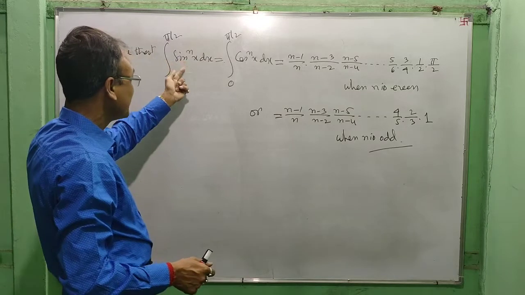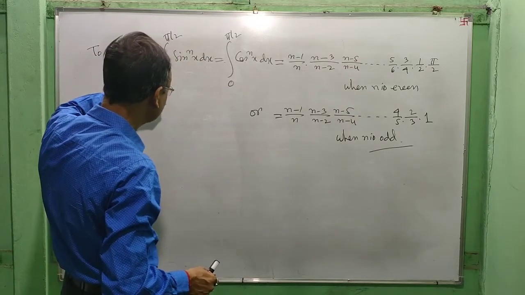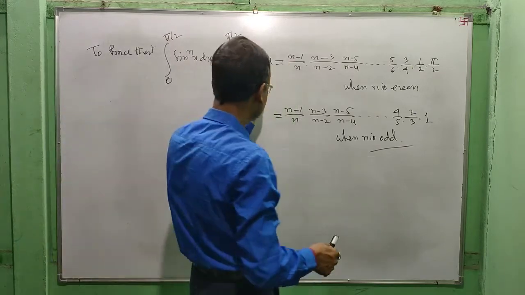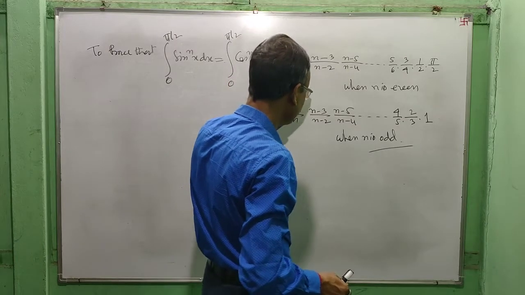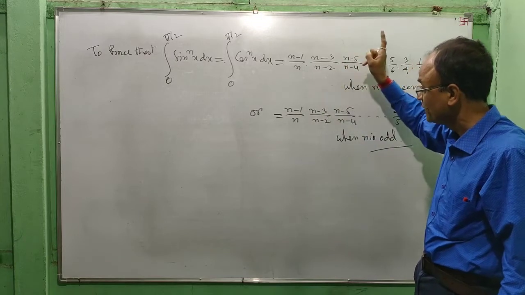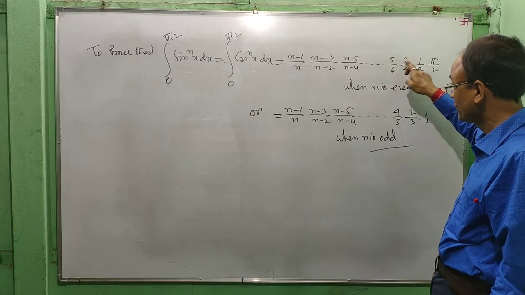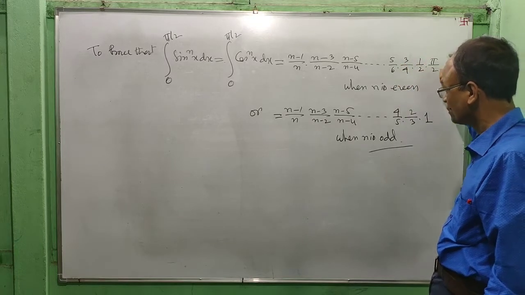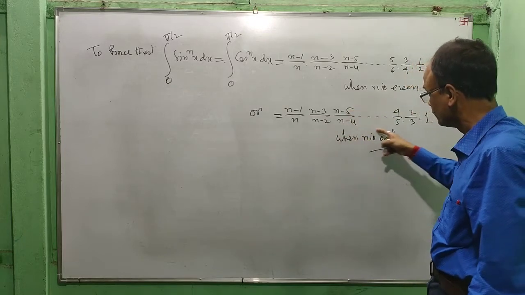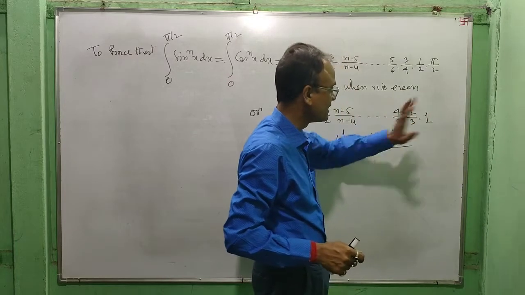Integration of sin to the power n x, when we are integrating from 0 to pi by 2, this result is equal to this result. Integration 0 to pi by 2 cos to the power n x dx will be equal to (n minus 1) by n, (n minus 3) by (n minus 2), (n minus 5) by (n minus 4), like this. And finally we will get 5 by 6, 3 by 4, 1 by 2, pi by 2, when n is even. When n is odd, then we will not get pi. The result will be 4 by 5, 2 by 3, and last time 1.